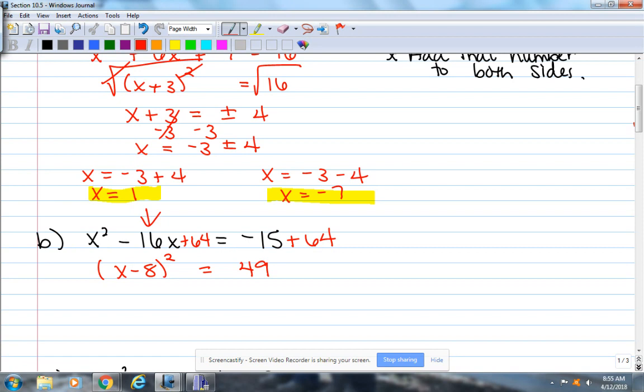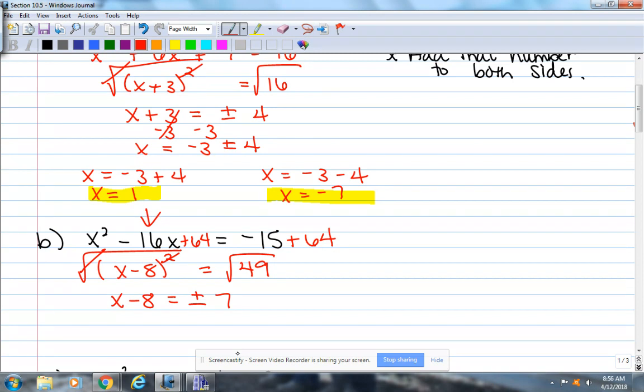Then we want to get rid of the square to solve for x. And what mathematically gets rid of a square? Take the square root of both sides, because what you do to one side, you got to do the other. Squares and square roots cancel each other out. So that's x minus 8 equals plus and minus 7. So make sure you do plus and minus because we need two answers out of this.